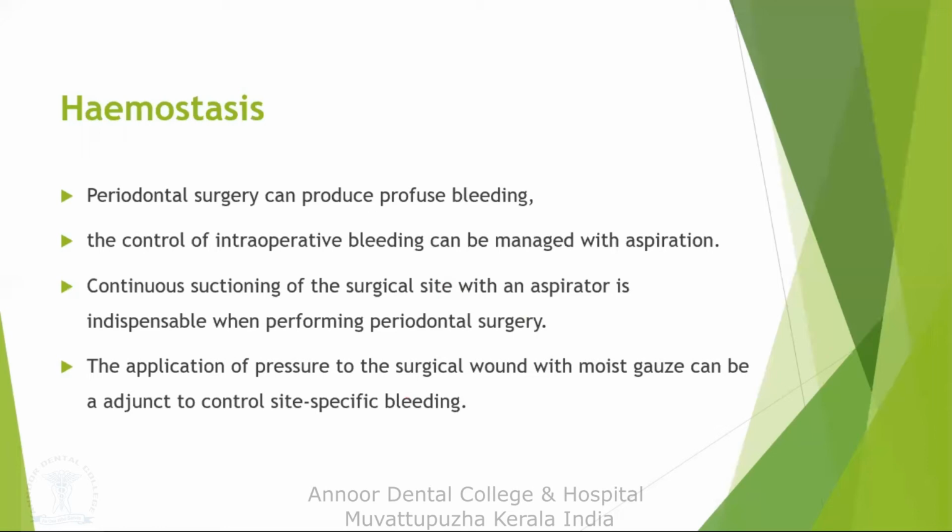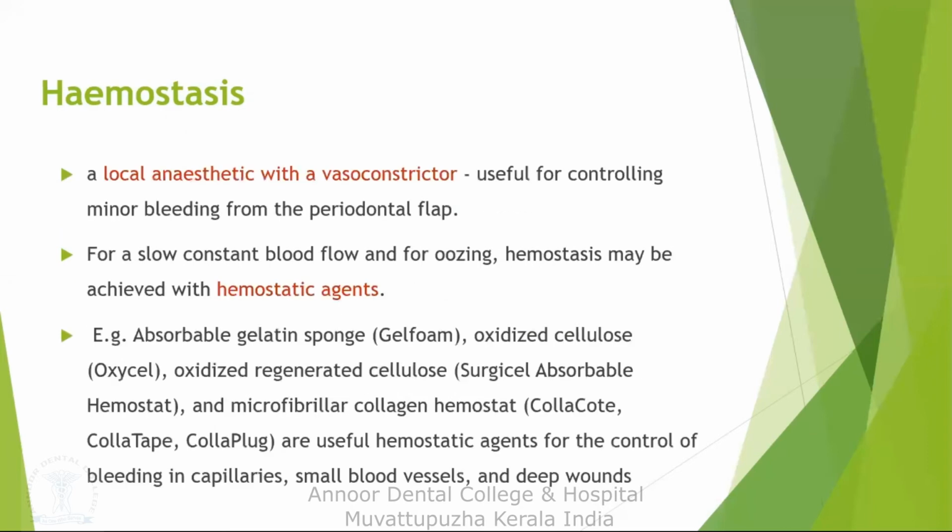The application of pressure to the surgical wound with a moist gauze can be an adjunct to control site-specific bleeding. I don't know if you have witnessed or assisted any kind of surgery. Most of you must have. When you do that, you always see that we use gauze. So gauze can also be used as an adjunct to control this bleeding. You can take a moist gauze and keep it there, so that the blood gets sucked into the gauze. So it is not just suction, you can use moist gauze as well.